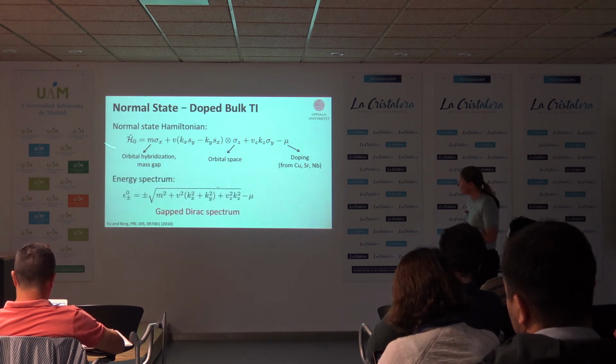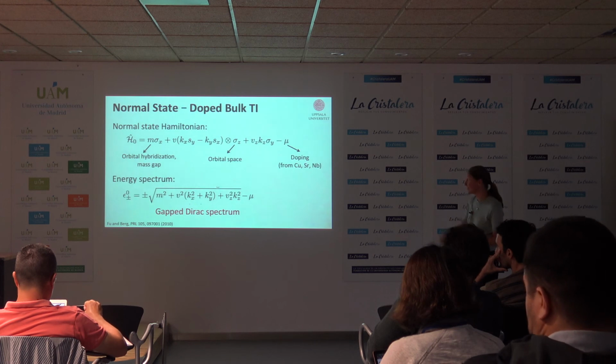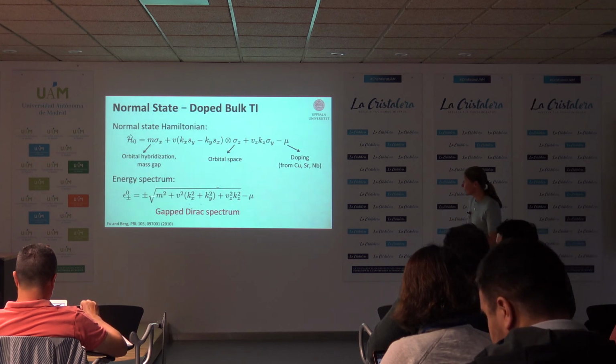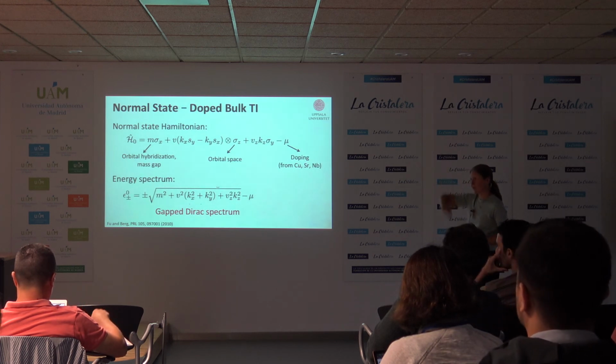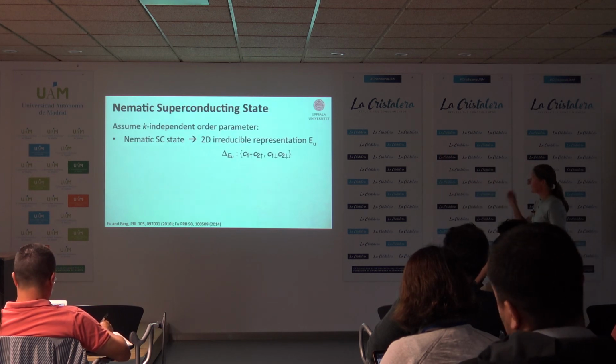And if you look at the energy spectrum of this Hamiltonian, you see the doped Dirac spectrum. So you have an anisotropic Dirac cone here. As in plane it is symmetric, but then you have another velocity in the z direction. And the m here gives you the mass, and then you have some chemical potential that just dopes in and out of the mass. Okay, so that was the normal state.